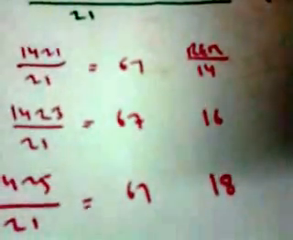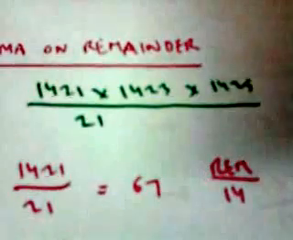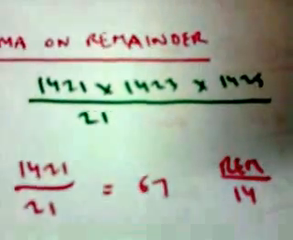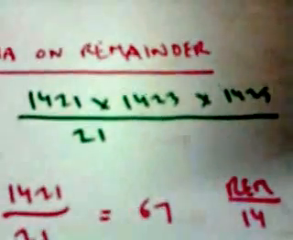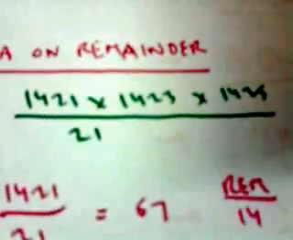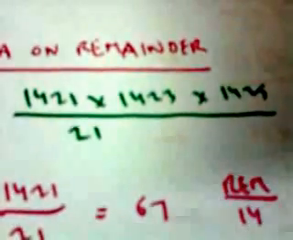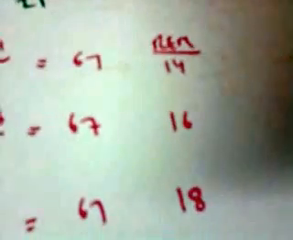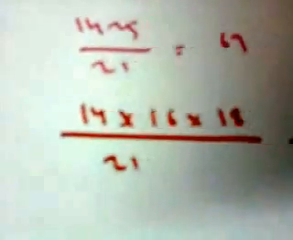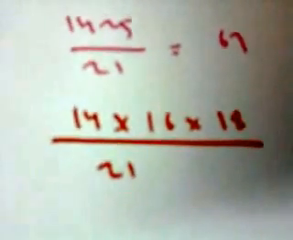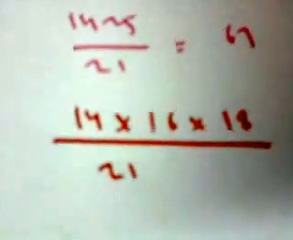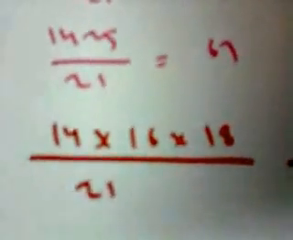So by doing these calculations, now we are able to reduce, only for the purpose of remainder, this sum 1421 into 1423 into 1425 by 21 to 14 into 16 into 18 by 21. 14 into 16 into 18 by 21 will give me the same remainder as what is required.